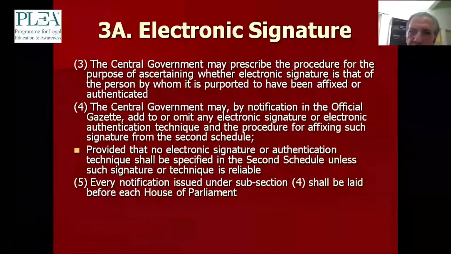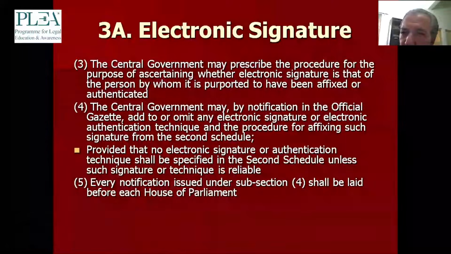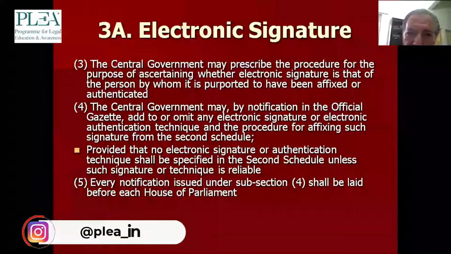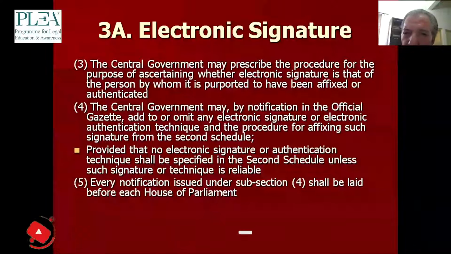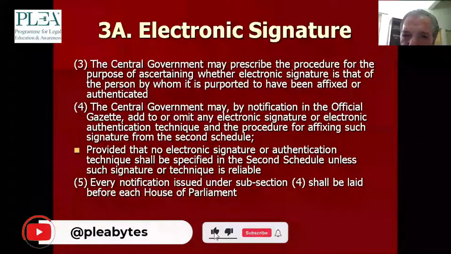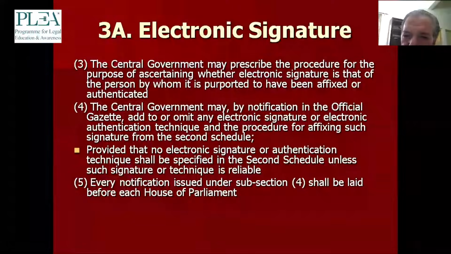That is, by rules. Now, the central government may prescribe the procedure for the purpose of ascertaining whether an electronic signature is that of the person by whom it is purported to have been affixed or authenticated. The central government may, by notification in the official gazette, add or omit any electronic signature or electronic authentication technique and the procedure for affixing such signature from the second schedule, provided that no electronic signature or authentication technique shall be specified in the second schedule unless such signature or technique is reliable.